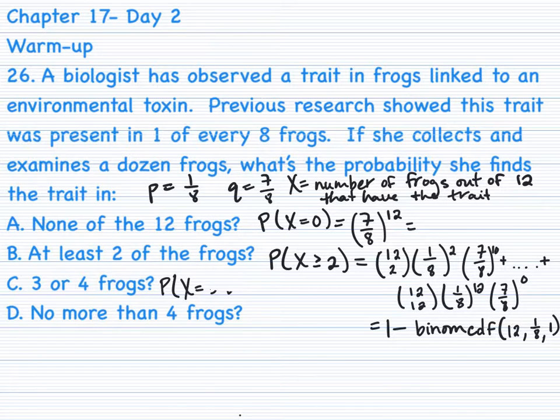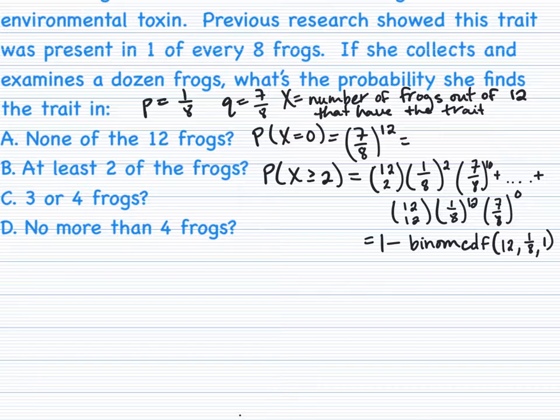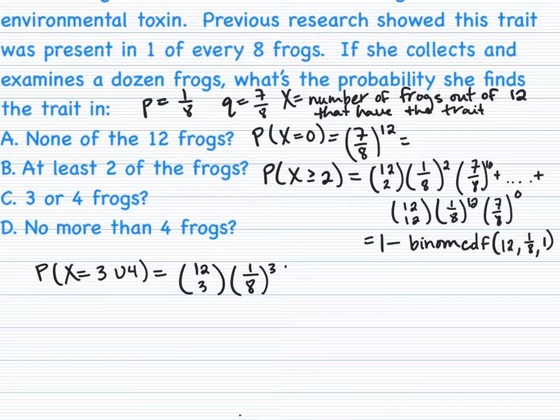Okay, so the probability that x would equal 3 or 4. So that's the probability that x would equal 3 plus the probability that x would equal 4. So that has to be 12 choose 3. So probability of success to the third times the probability of failure to the ninth. So 12 minus 3 would give us the 9. And then plus 4. So 12 choose 4.